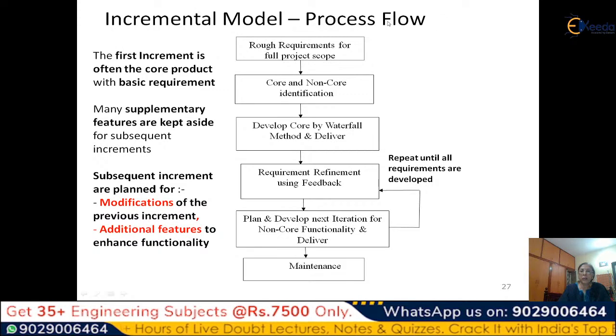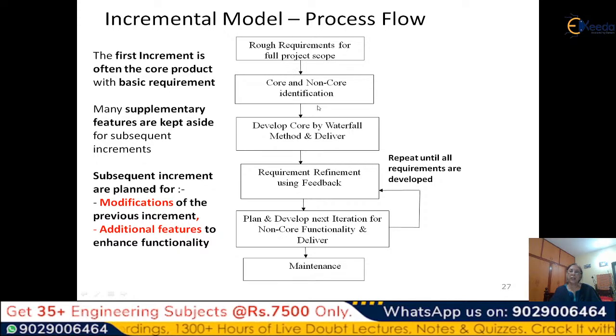So the process flow activities look something like this. You define a rough requirement initially for the full project scope, and then you divide it into some core modules, and then there are some additional modules. So the first increment is often the core product or the basic requirement. That has to be developed first and given to the users. And then you can do some add-on supplementary features which will be taken up subsequently.